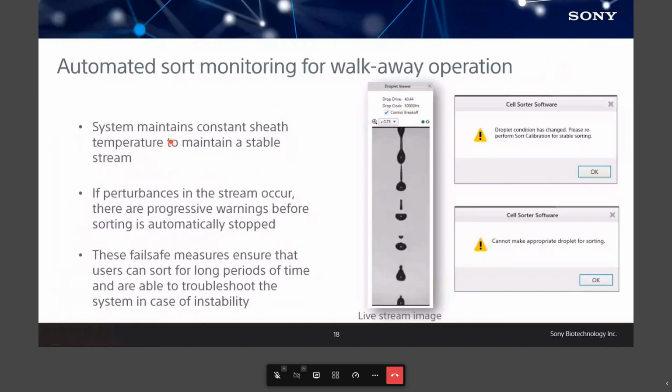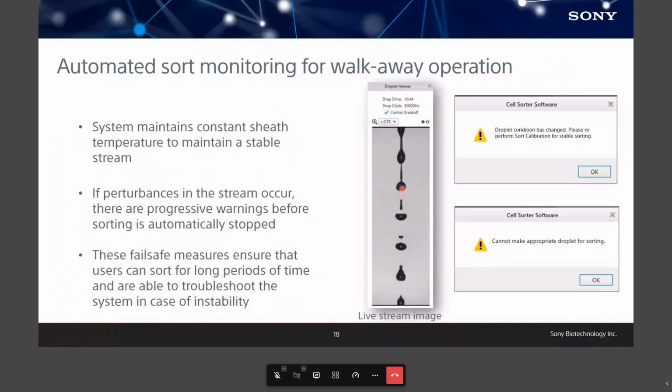But if there are any perturbances in the stream, the system will actually work to maintain and control that break-off point. So you'll actually be able to see this live stream image within your software, and you'll be able to see in real time the software making changes to what we call the drop drive and drop clock to keep that break-off where it was during that calibration.